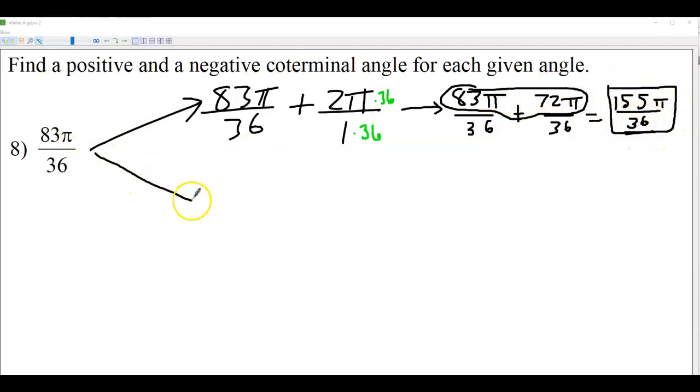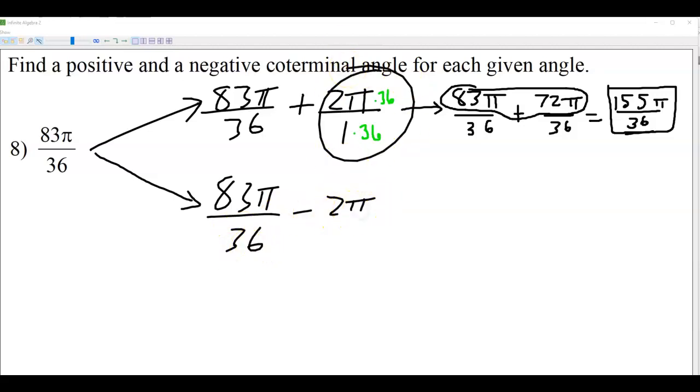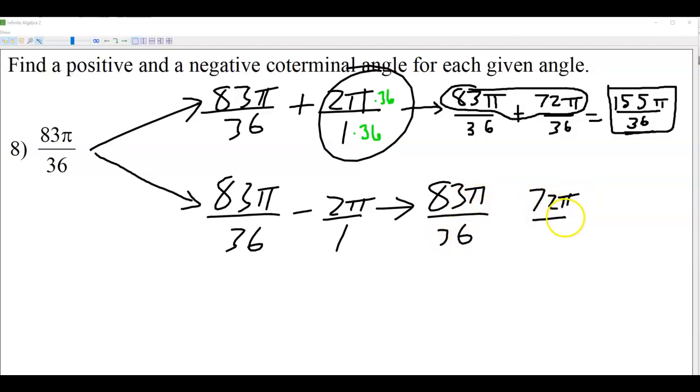Okay, let's find our negative one. You're going to do it in the same way. So we're going to do 83 pi over 36, but minus 2 pi. Now, same thing's going to happen here. We're going to multiply the top and the bottom by 36. So if I do that, you're still going to get the same thing as the last time. We're going to end up with 72 pi over 36, but remember, we are subtracting this time.